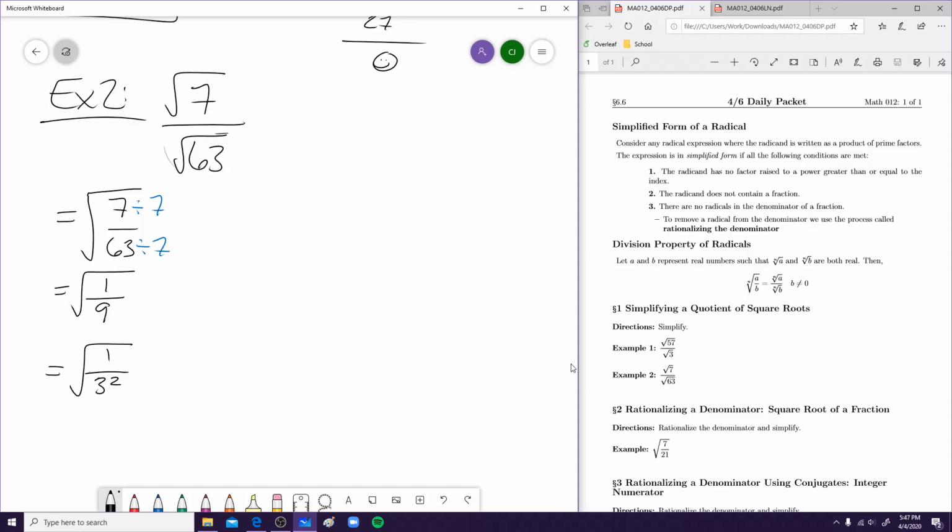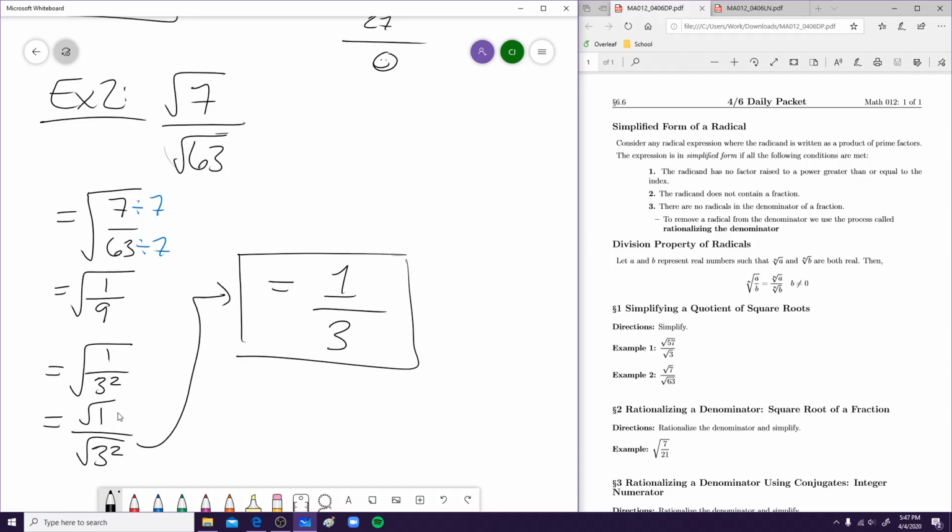So let's fix it. In order to fix it, we have to use the division property again. So this becomes the square root of 1 over the square root of 3 squared. What is the square root of 1? It's 1 because 1 squared is 1. And the square root of 3 squared is 3. I look at this again. Since there are no radicals at all, this is simplified, and 1 and 3 can't be reduced anymore. So this is our solution.